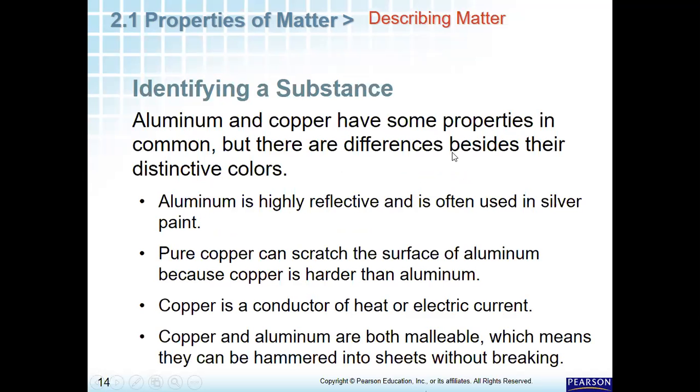Aluminum and copper have some properties in common, but there are differences besides their distinctive colors. Aluminum is highly reflective. It's often used in silver paint. Pure copper can scratch the surface of aluminum because copper is harder than aluminum. Copper is a conductor of heat and electricity, so that's a good one too for copper. Copper and aluminum are both malleable, meaning they can be hammered into sheets without breaking.